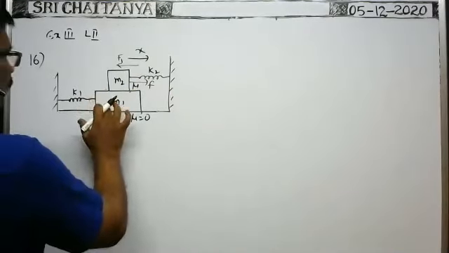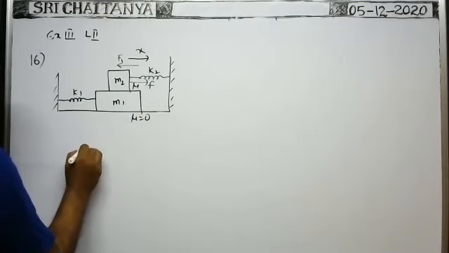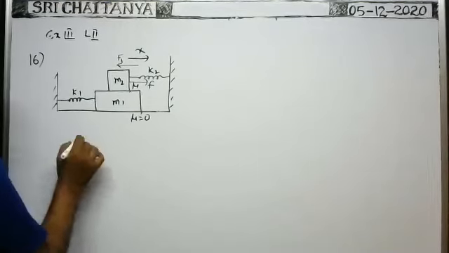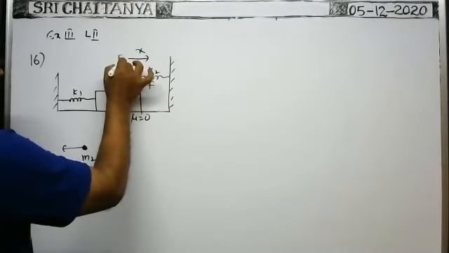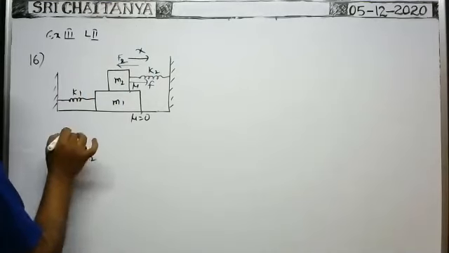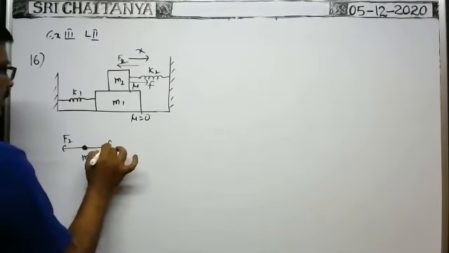Next, for the upper block of mass M2, the spring force, of course this is the K2, you write this is F2. Spring force F2 acts on the upper block in this direction and friction acts in opposite direction.